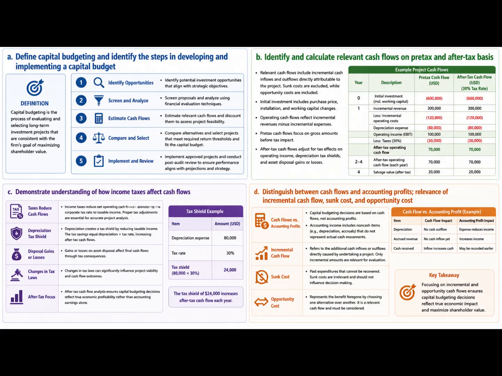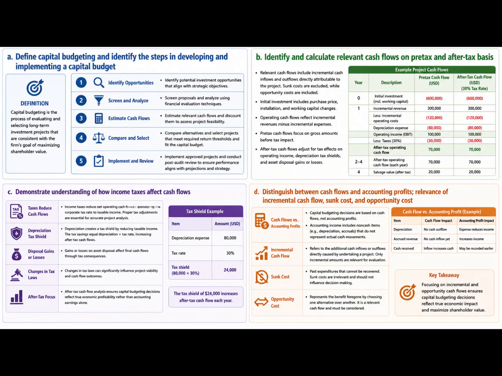D. Distinguish between cash flows and accounting profits, relevance of incremental cash flow, sunk cost, and opportunity cost. Capital budgeting decisions are based on cash flows, not accounting profits. Accounting income includes non-cash items such as depreciation and accruals, which do not represent actual cash movements. Incremental cash flow refers to the additional cash inflows or outflows directly caused by undertaking a project. Only these incremental amounts are relevant for evaluation.